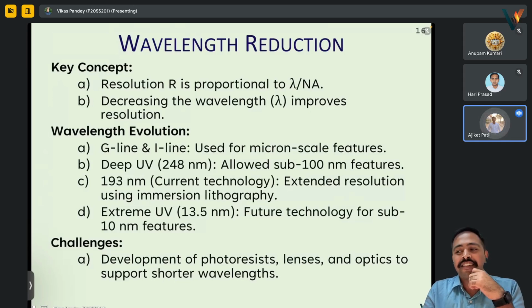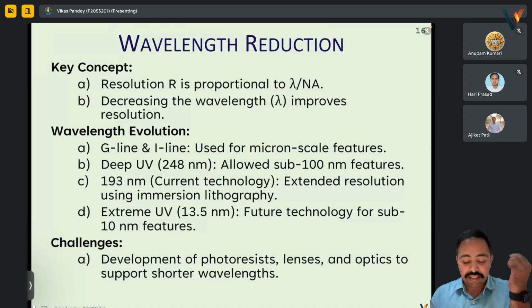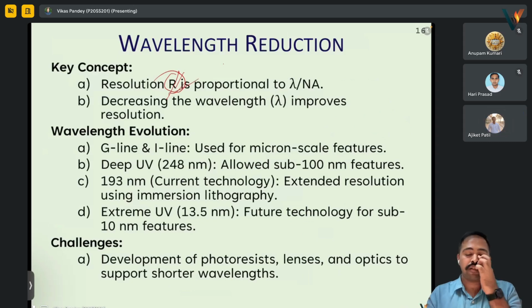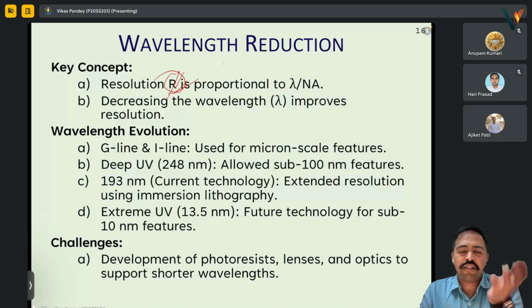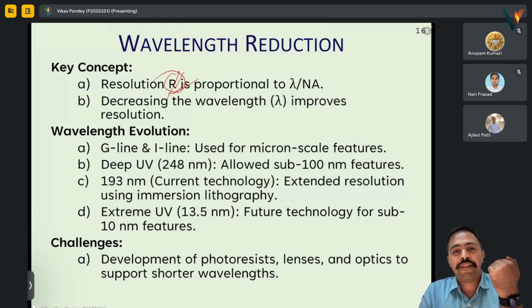Resolution will increase by increasing lambda. More resolution is better? No, less resolution is better, not more. We are talking about this critical dimension, right? Yes, here it is critical resolution, critical dimension, so it's opposite. Resolution is lambda upon NA. Lower resolution is better. Higher resolution is not better.